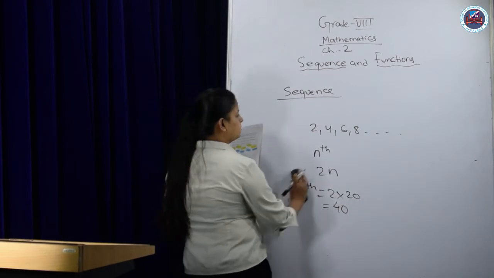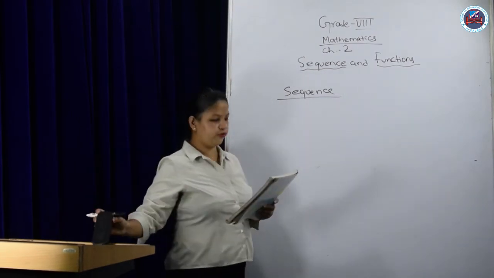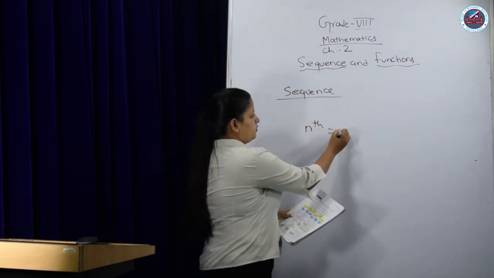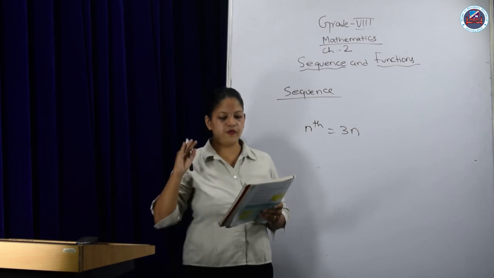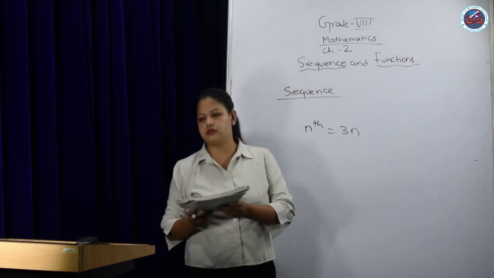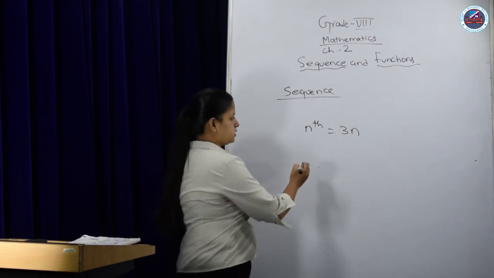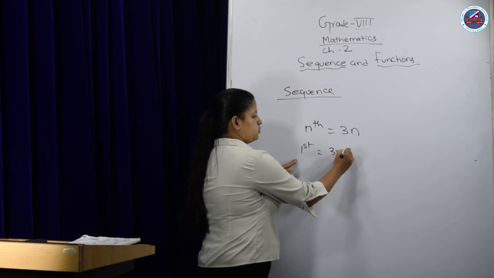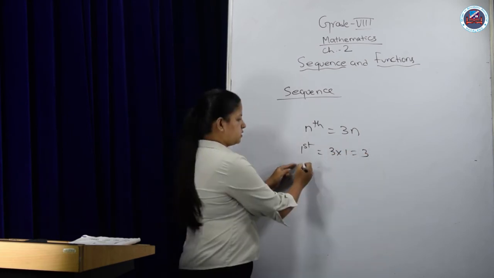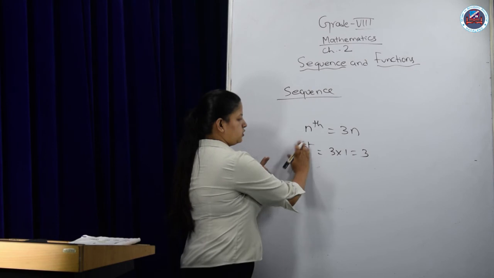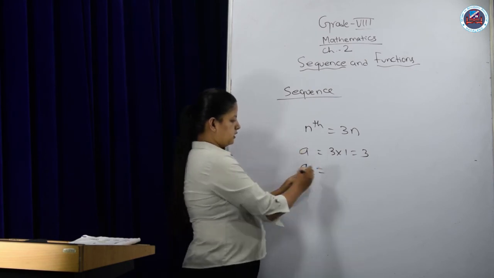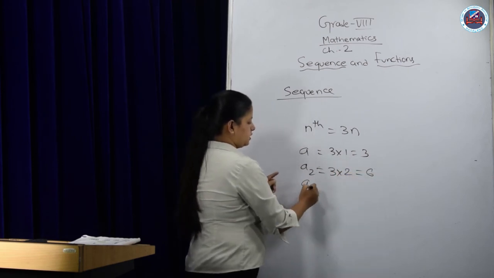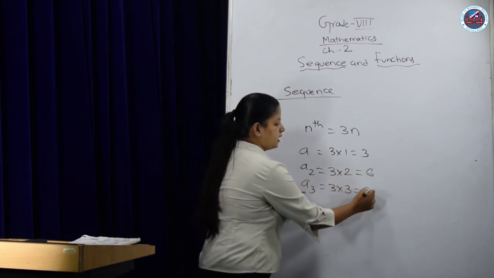Exercise 2.2, first one. The nth term of a sequence is given by 3n. Work out the first 3 terms and the 10th term of the sequence. Now let us find the first 3 terms. First term, in place of n you keep 1. 3 into 1 is 3. Now the second term, you can even denote it with a1, a2 also. 2 means second term, so in place of n, 2, giving 6. Third will obviously be 3 into 3, 9.